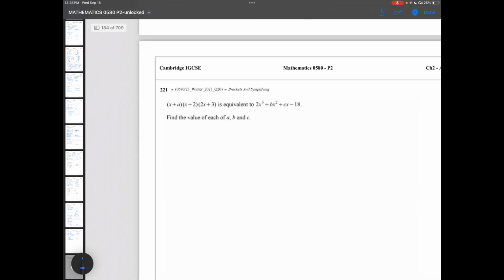Now we have x plus a into x plus 2 into 2x plus 3 is equivalent to 2x cubed plus bx squared plus cx minus 18. We have to find the values of a, b, and c. What I'm going to do is I will multiply these three brackets, then I'm going to compare it with the other part of the expression. So let's multiply these brackets first.